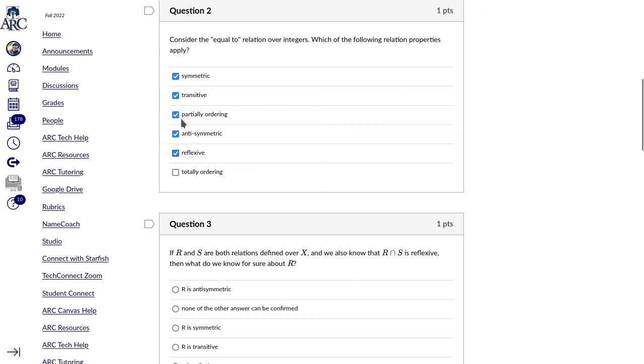Actually, okay, I checked that box a little too early because you also need reflexive in order to be partially ordered, but reflexive is true because every value equals itself. So it is reflexive. And the last one is, is it totally ordered? The answer is no, it is not totally ordered because equal to cannot relate, let's say, 1 and 2. Does 1 equal 2? No. Does 2 equal 1? No. So in that particular case, the relation does not work one way or the other, which is basically the last requirement that we need in order for a relation to be totally ordered.